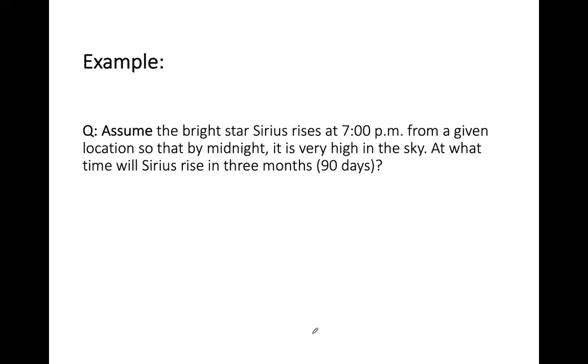And so what you need to figure out here is at what time this particular star will rise in 3 months, which means after 3 months, at what time this star will rise. Now this is where sidereal time is important, right? The only thing that you have to think here is there is a 4 minutes difference between these two times.